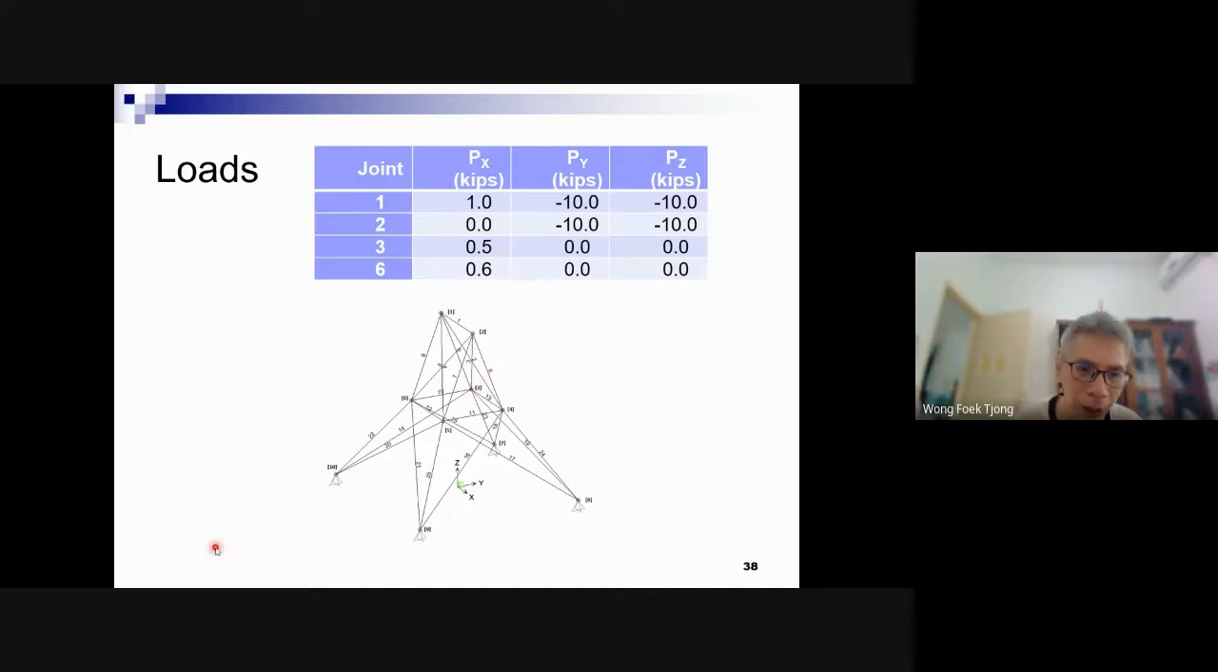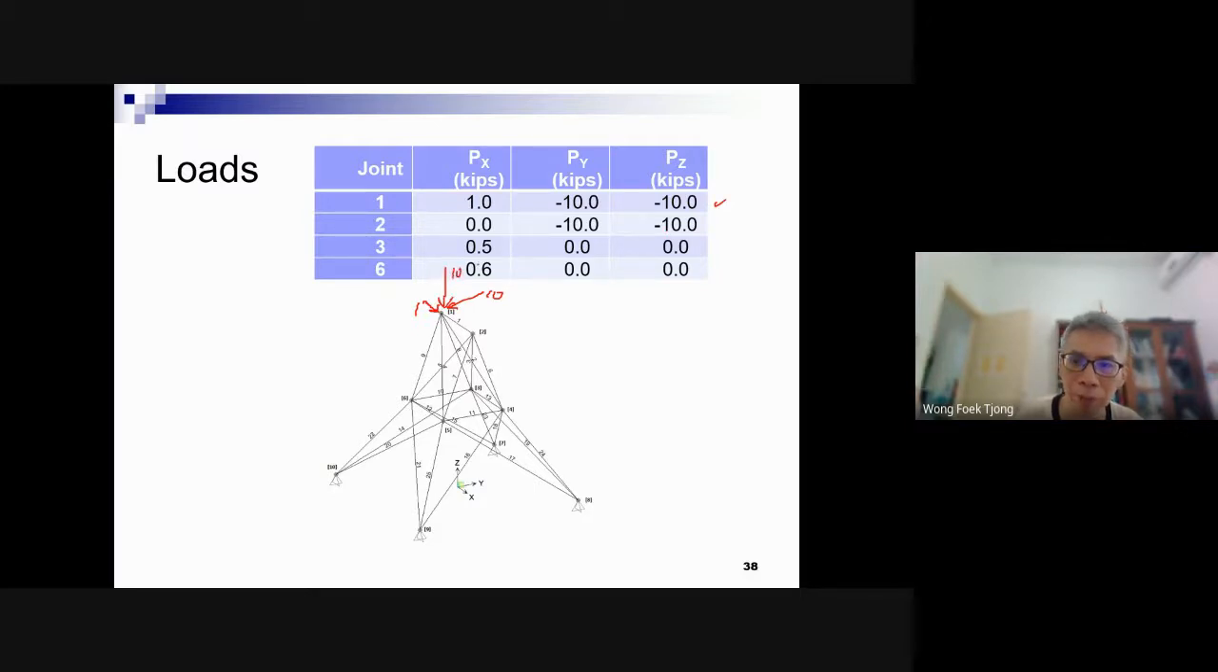Okay, so I can draw the loadings like this, at joint number 1. Joint number 1 is this one. The load at 1 is in the x direction, right? X is this one. So this one is 1. And then y is this direction, it is 10. And then the z direction is minus, it means downward.